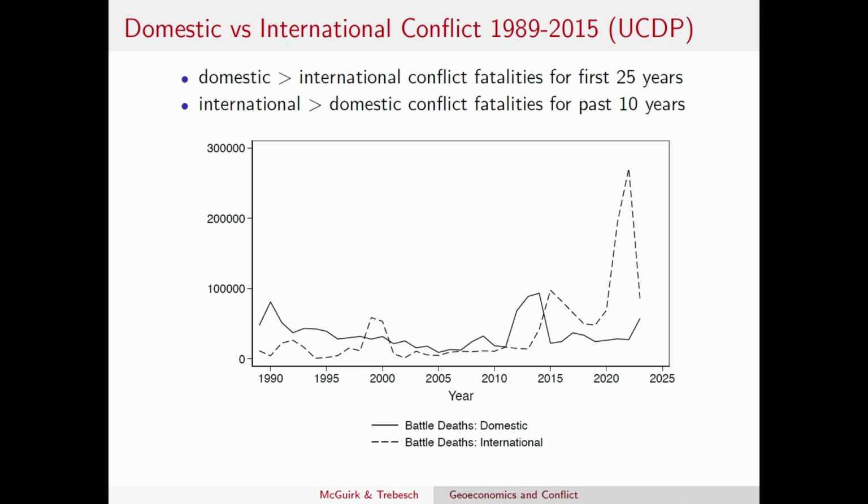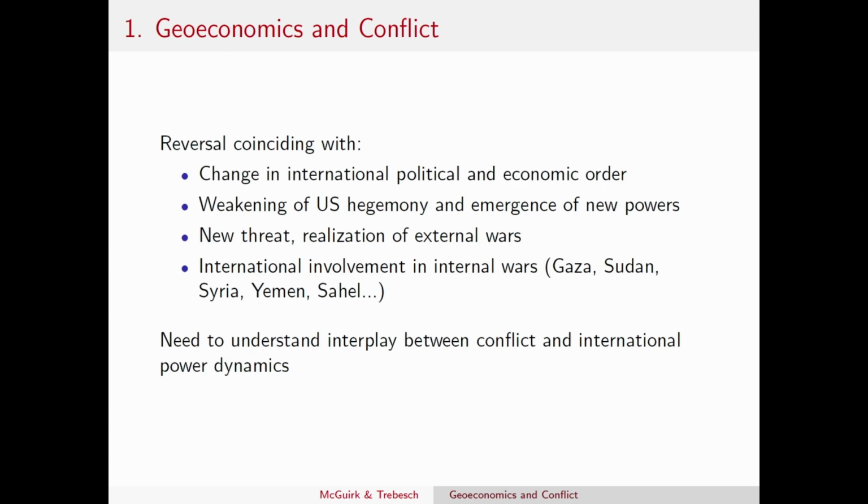For the first 25 years of that series, more or less on average, there are far more fatalities in domestic conflict. But then around 2014 onwards, so basically the last 10 years, there are more conflict fatalities from international and internationalized conflict, okay? So that's where we're changing our focus. And what is this coinciding with? I mean, take your pick, right?